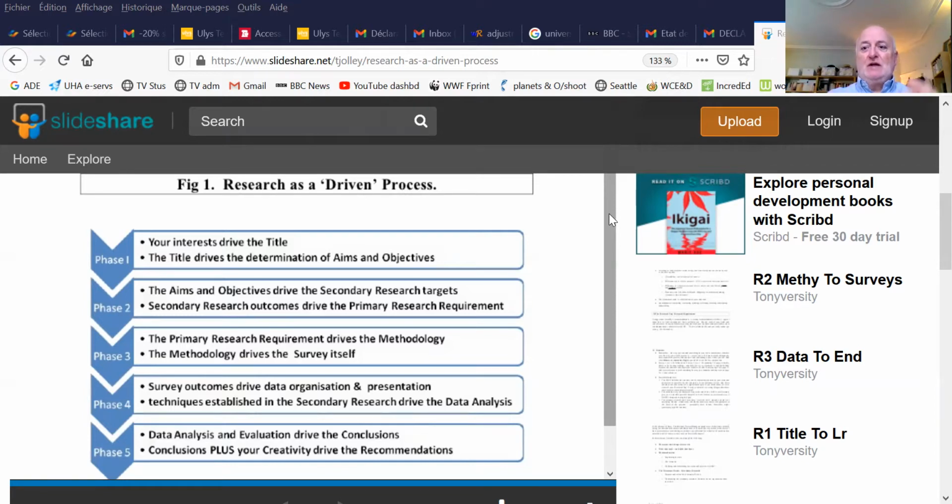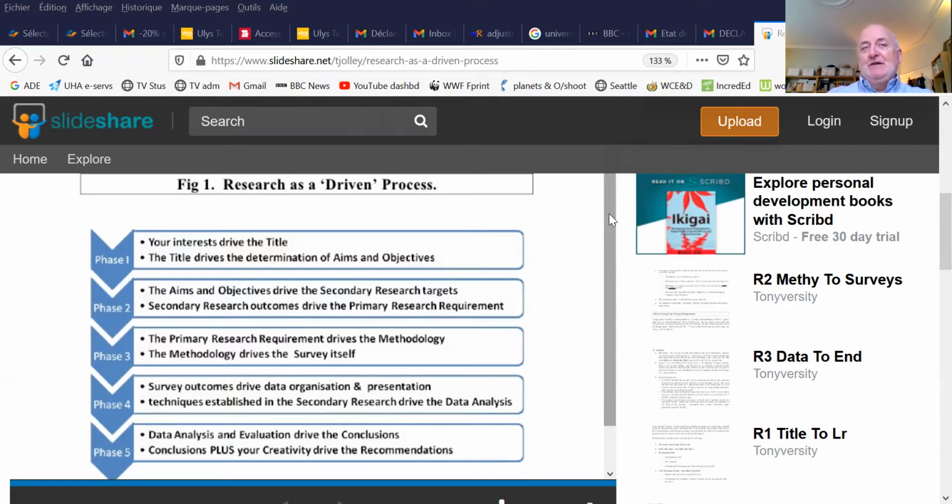So you do that for each aim and objective, and at the end, you have a hit list of things you need to know. Put another way, that is the target, or those are the targets for your primary research. It's what I've called here the primary research requirement.